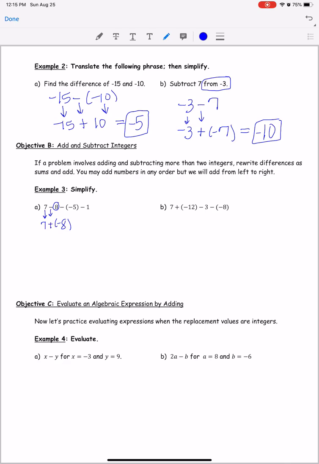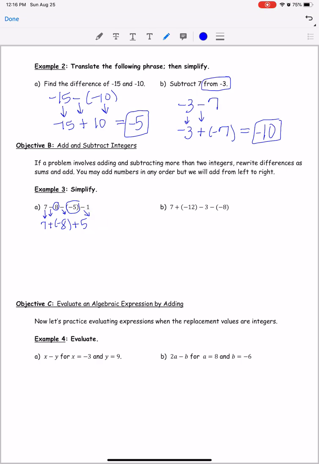And keep going down the line. You're now changing this subtraction sign to addition. We're changing this -5 to a +5, changing our minus here to a plus, and changing a +1 to a -1.